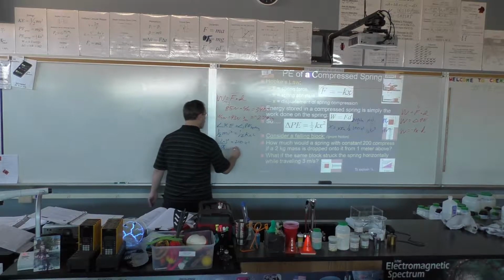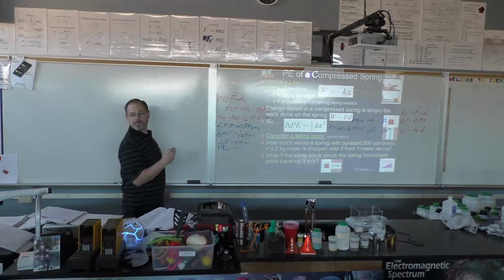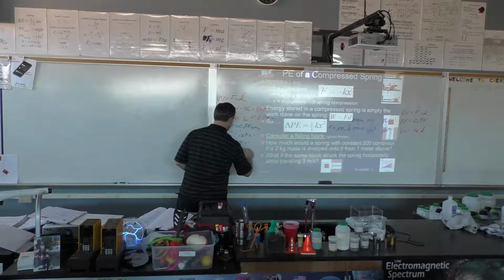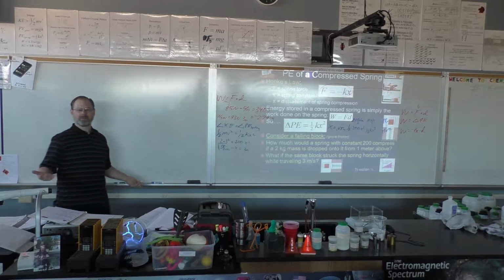0.09 equals x squared. The square root of 0.09, which is 0.3 meters. Yeah, sounds about right. That makes sense?